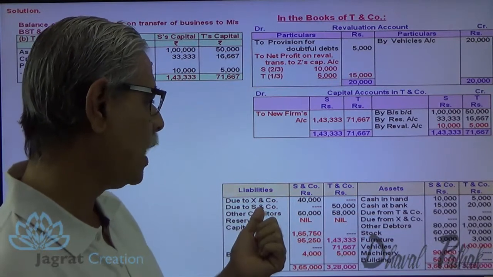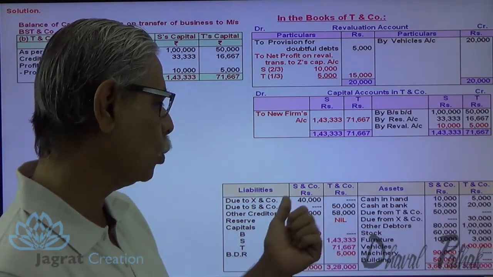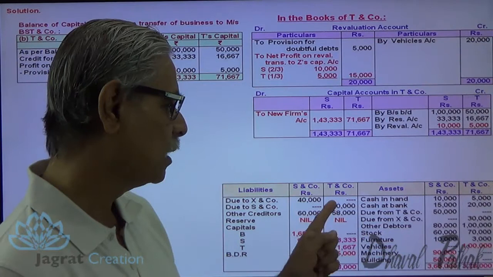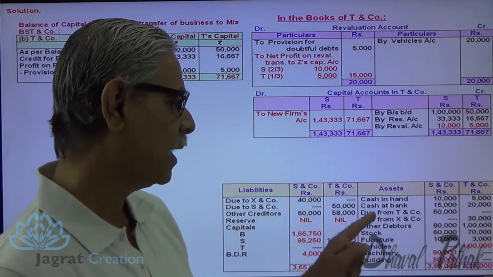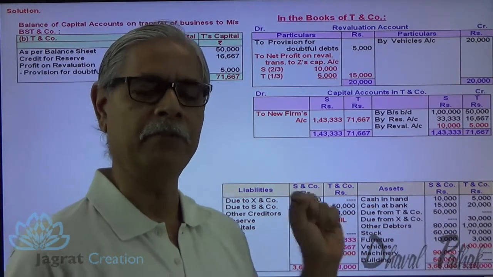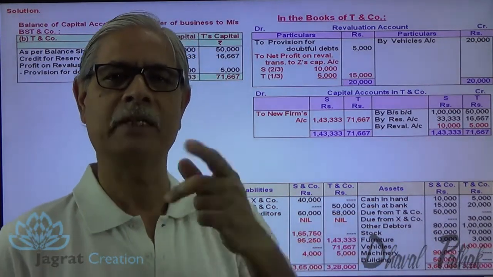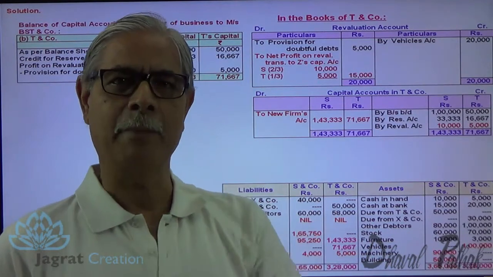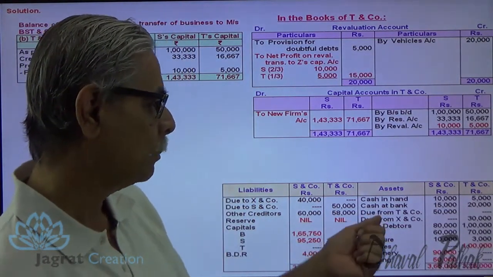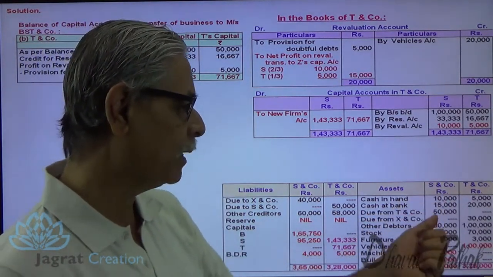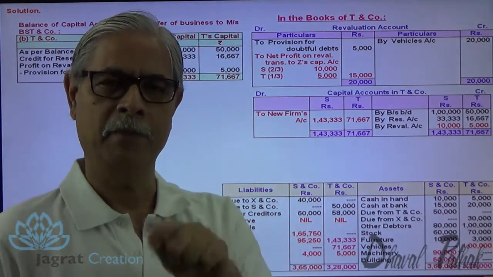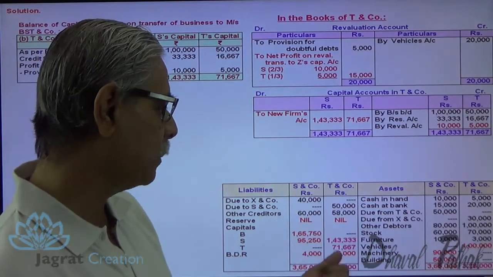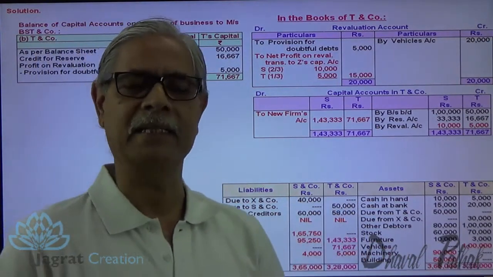Due to S and company, T says that I am obliged to pay S 50,000. S says that I have got a right to receive from T 50,000. That is known as mutual indebtedness. Before amalgamation, S and company has a right to receive from T and company 50,000. Before amalgamation, T and company has an obligation to pay S and company.